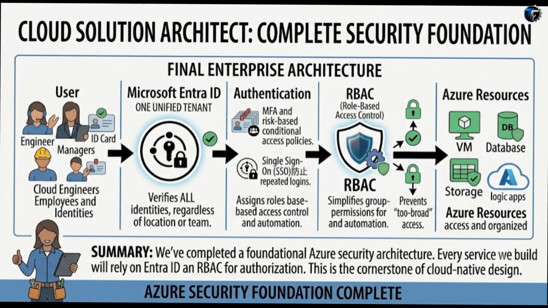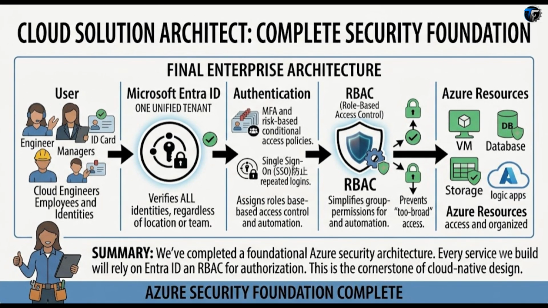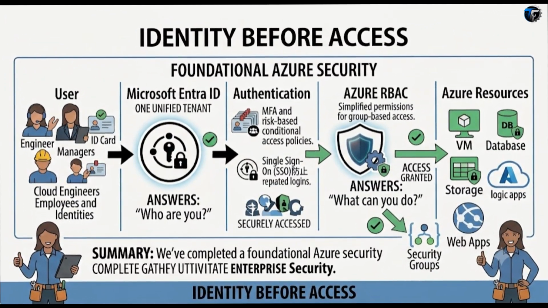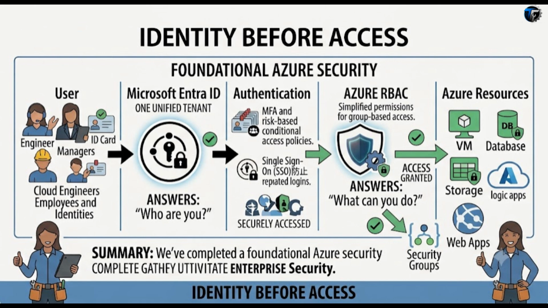Today we've completed one of Azure's most important security foundations. From now on, every Azure service we build will rely on Microsoft Entra ID for authentication and RBAC for authorization. Now you are starting to think like a real cloud solution architect. Remember this forever. Microsoft Entra ID answers: Who are you? RBAC answers: What can you do? Together they provide complete enterprise security.